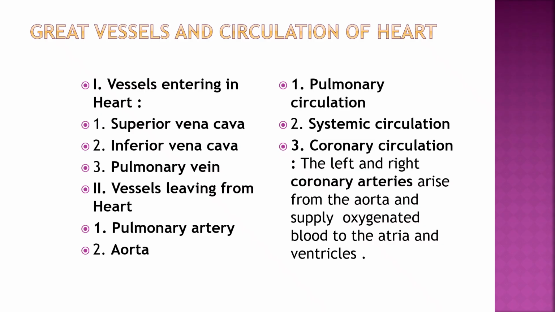Then coronary circulation is through the branches of the coronary artery, that is left and right coronary arteries. They arise from the aorta and supply oxygenated blood all over the atria and ventricles. It is called coronary circulation, so it is through coronary arteries.